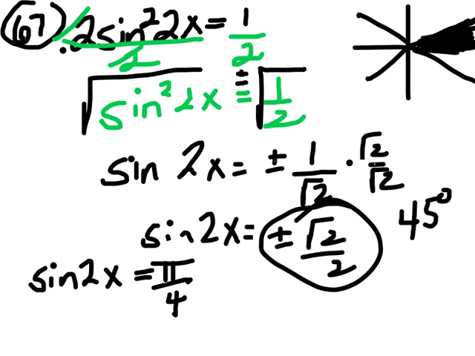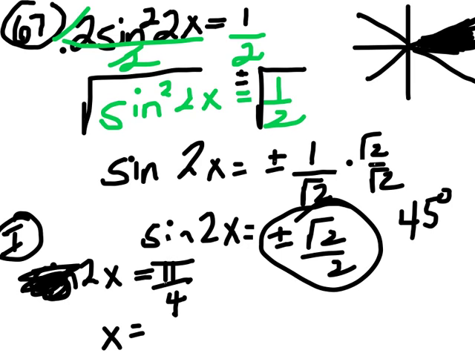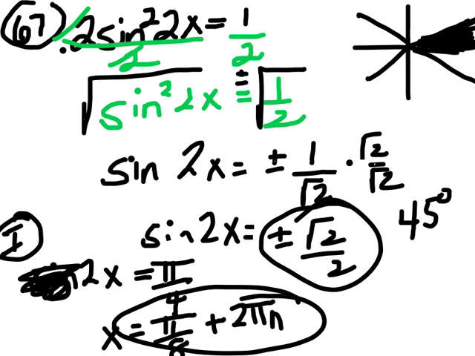Yes, have fun, right? All right, so here's quadrant 1. I'm going to put the quadrant I'm working in out front. Quadrant 1, sine 2x is square root of 2 over 2. So 2x is pi over 4. If I divide both sides by 2, that's the same thing as multiplying by half. That would be pi over 4 times 1/2, which is pi over 8. So I've got pi over 8 plus 2 pi n, because in another trip around the unit circle, I'd have another solution. So that's quadrant 1.